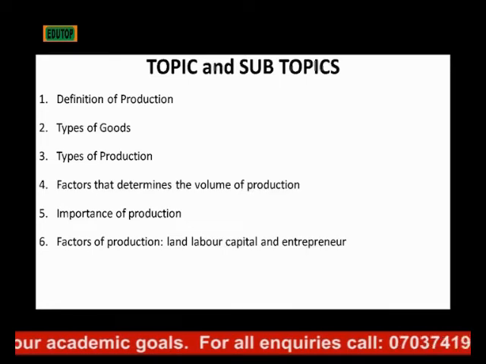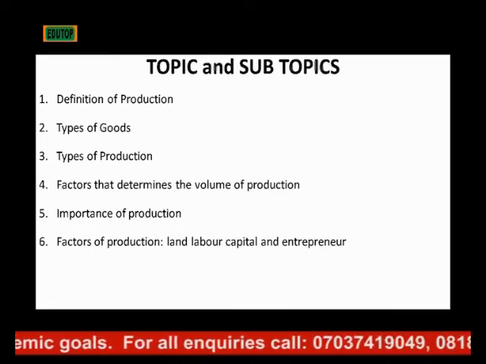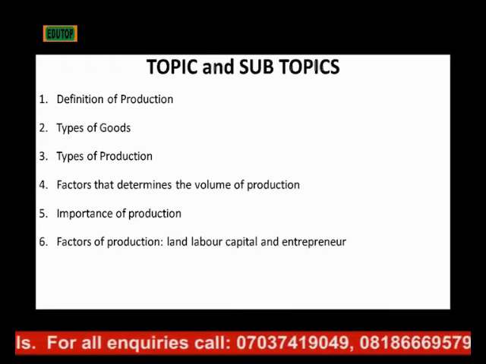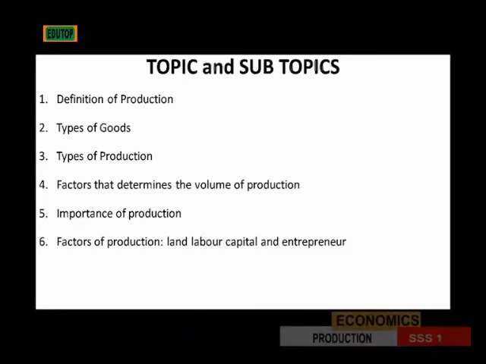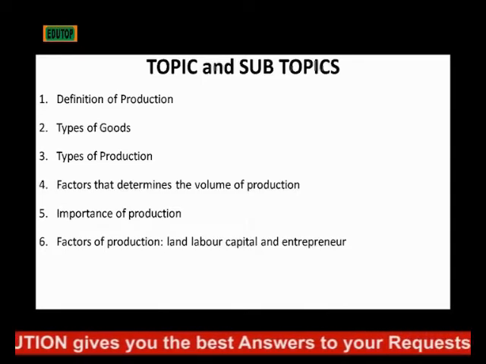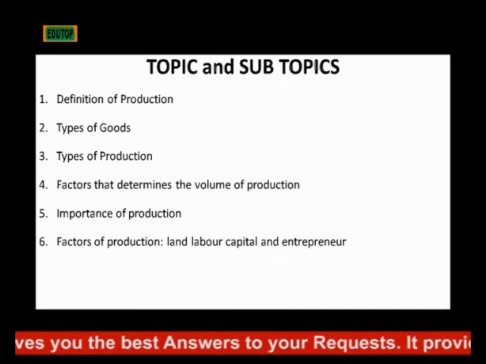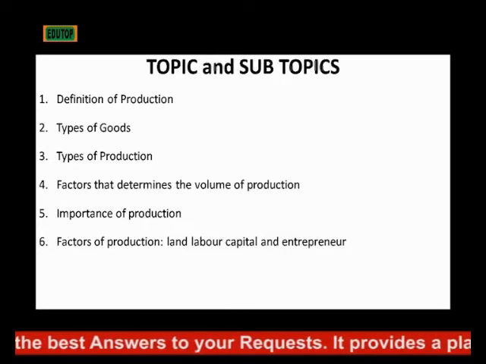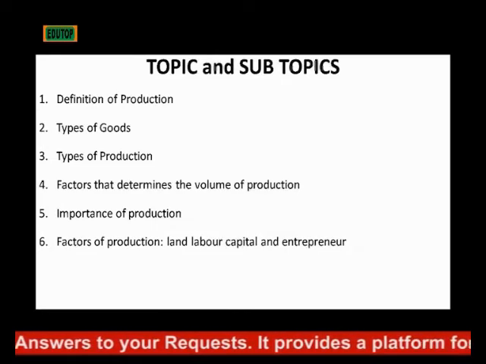And what are the types of goods that we have? Also, we will look at the types of production. At the same time, we will look at the factors that determine the volume of production. Then we will also consider the importance of production, and also we will see the factors of production. We take them one after the other.